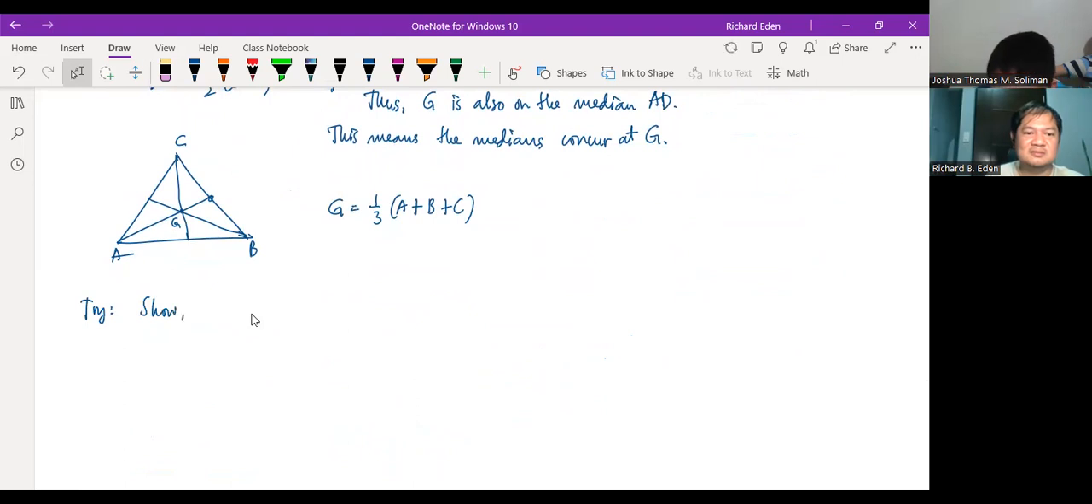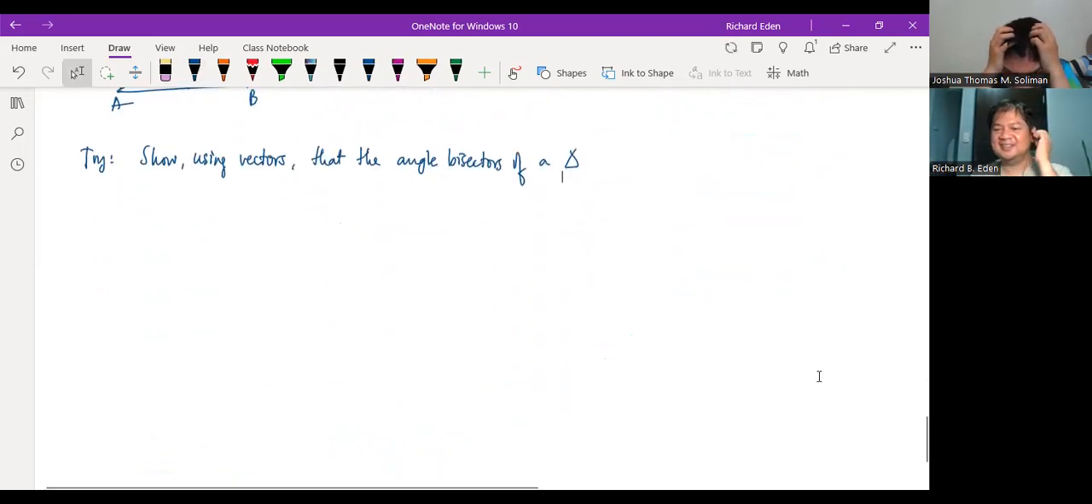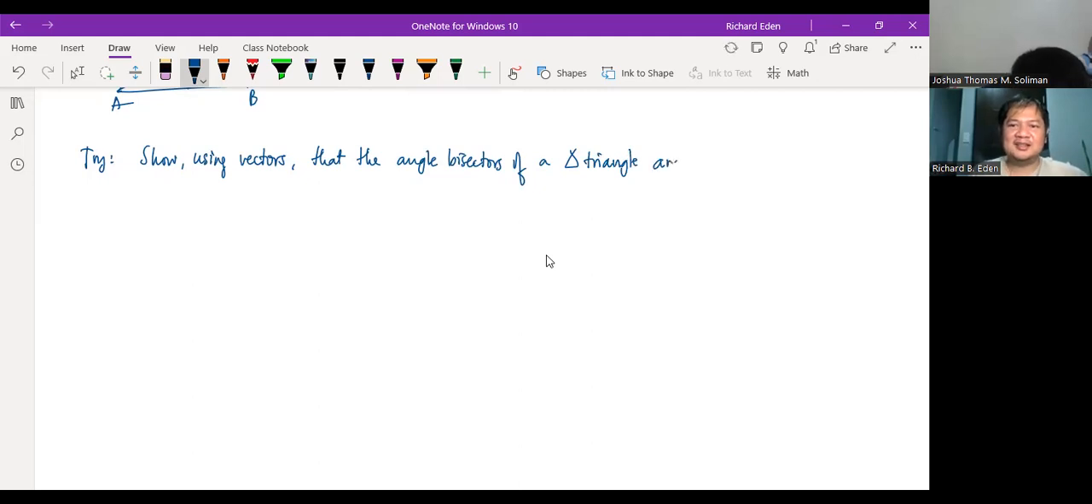Show using vectors that the angle bisectors of a triangle, okay, that the angle bisectors of a triangle are concurrent.